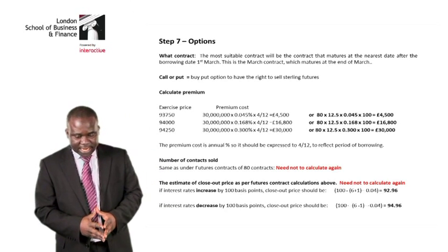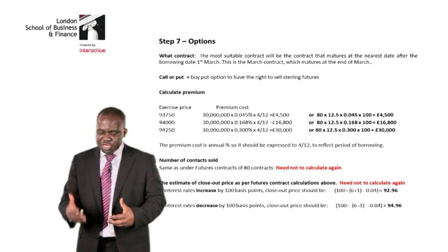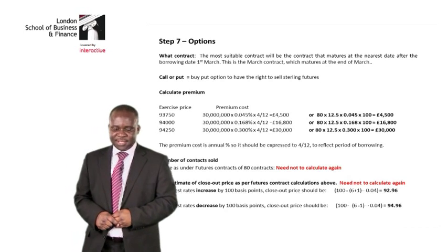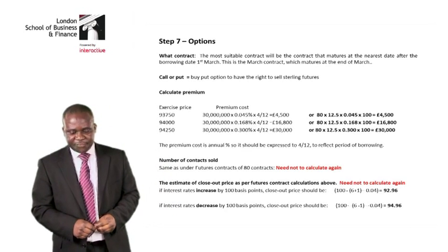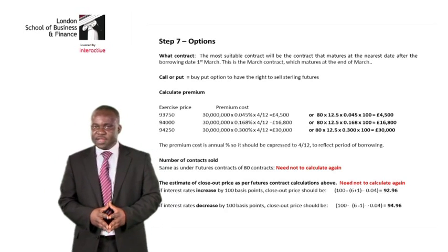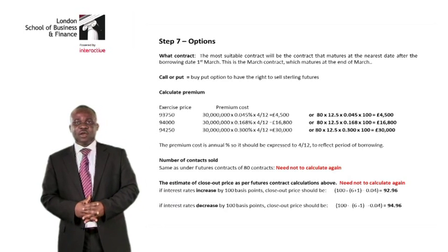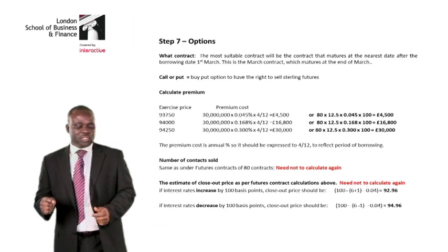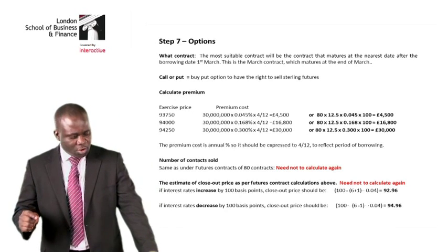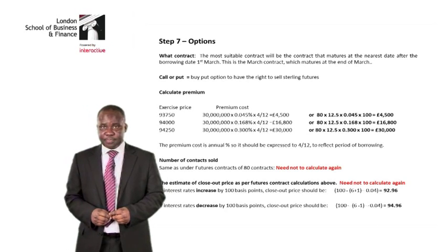If you remember, under the futures, there is no need for you to calculate that again. So the number of contracts is the same as under the futures contract, 80 contracts. There is no need for you to calculate it again because you got it from the futures. Okay, you will need to calculate the premium because the option is giving you the right, you will only have access to that right upon the payment of a premium. So there's a need for you to pay a premium.